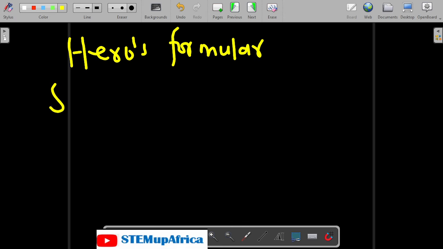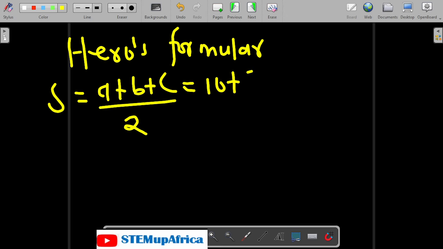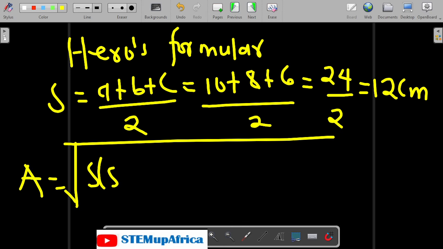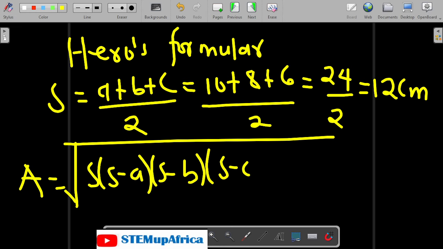So we have x as (a plus b plus c) over 2, which is (10 plus 8 plus 6) over 2. That will give me 24 over 2, which is 12 cm. That's my x. So the area now, A equals the square root of x times (x minus a) times (x minus b) times (x minus c). That's the area of a triangle if you are using Hero's formula.